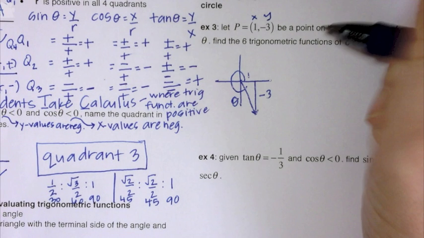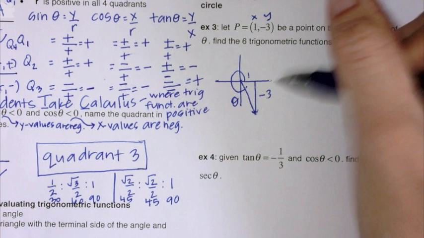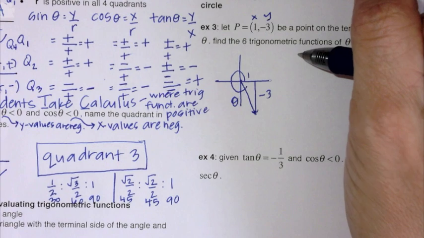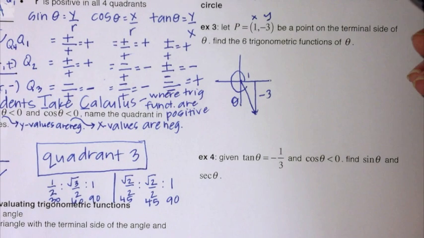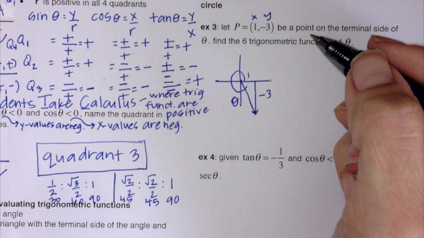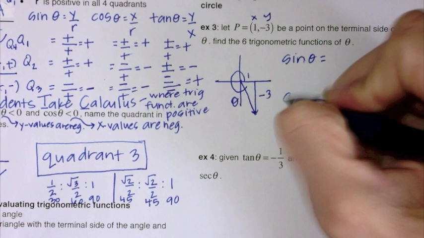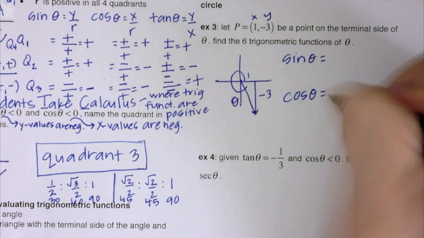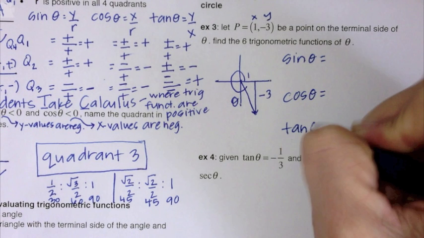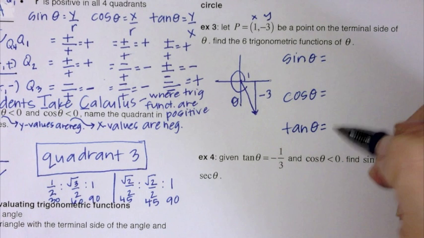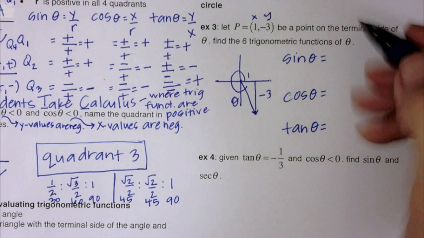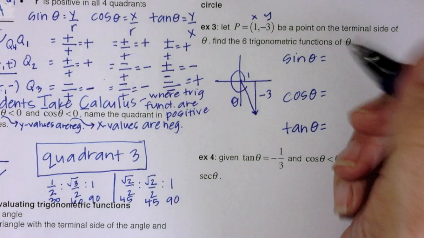We actually don't need to know theta to be able to find the 6 trig functions, because when we write the 6 trig functions, it doesn't come out to where you need that. You write this. The sine of theta equals, the cosine of theta equals, and the tangent of theta. So you don't actually need to know what theta is to be able to do this. It's kind of like backwards of what we were doing before a little bit.